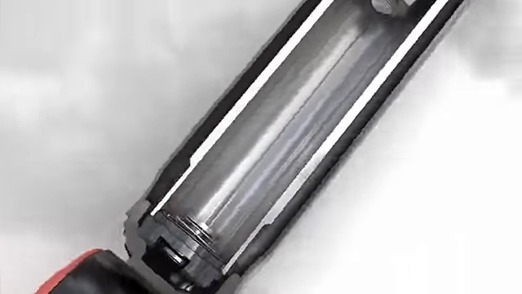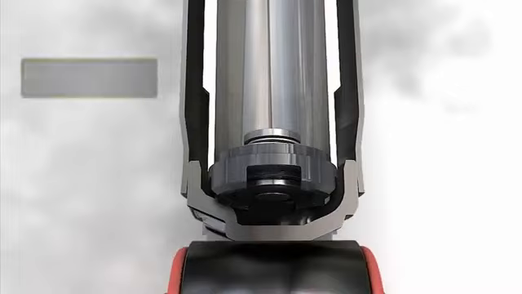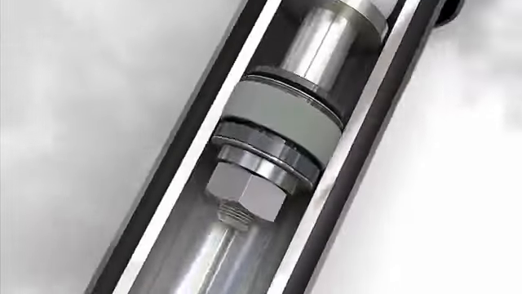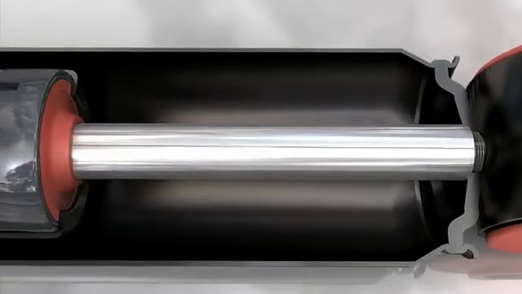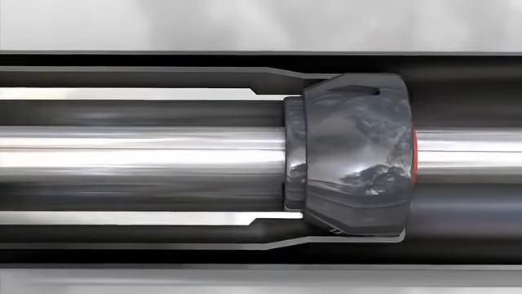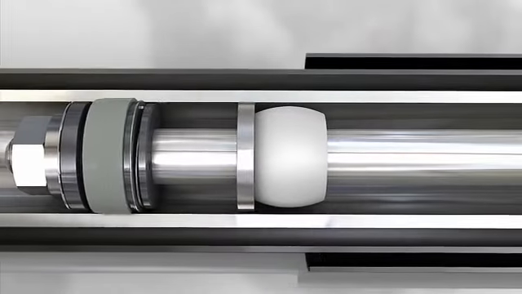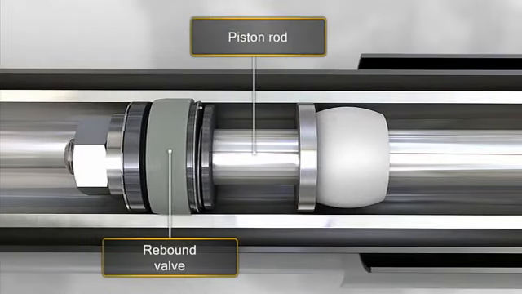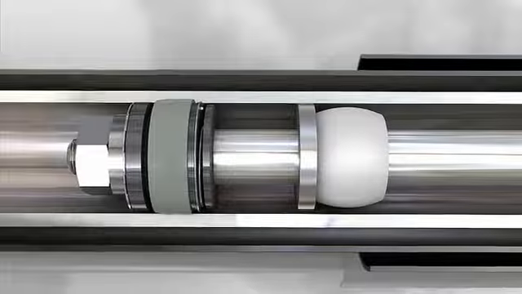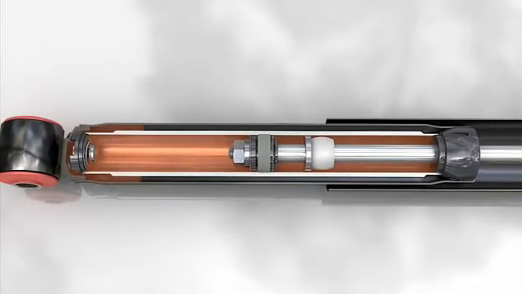Both tubes are separated, and a compression valve is located at the base of the working chamber tube. The standard design of any twin-tube shock absorber also includes a piston rod with a piston valve moving up and down inside an oil-filled cylinder known as the working chamber.